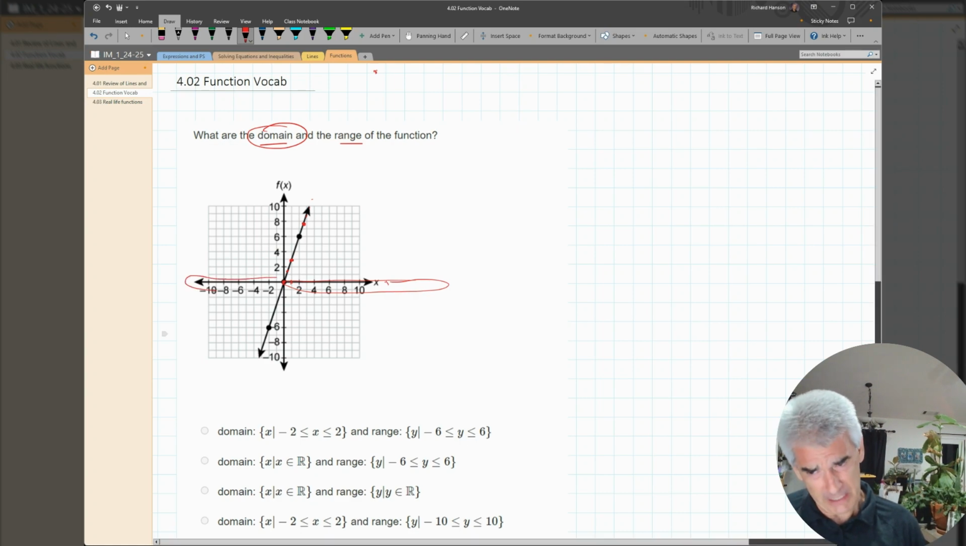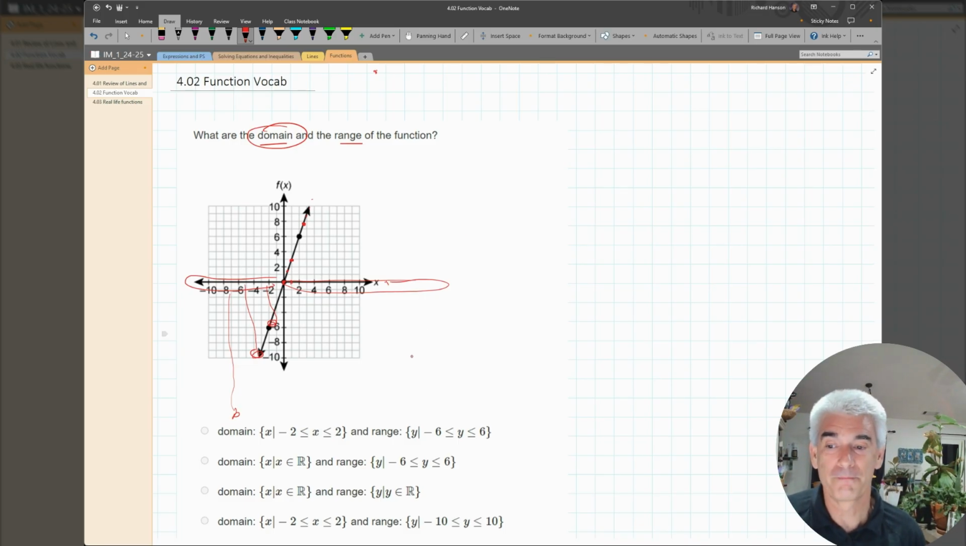Every value of x over here is also accounted for. They just are going farther and farther down, but they're going to be there. So every value of x is part of the domain.